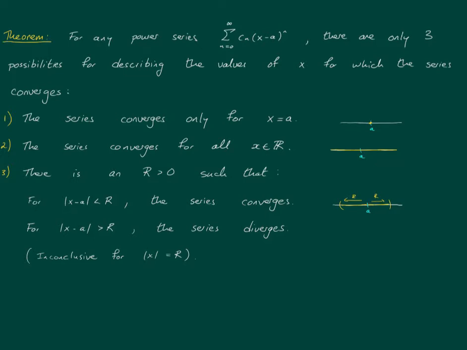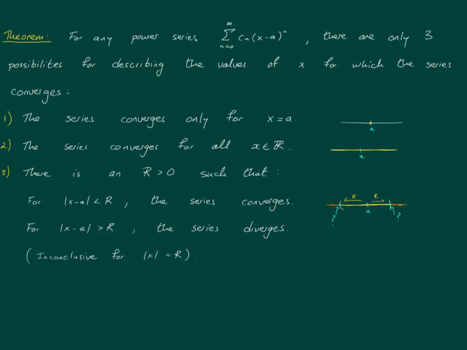Then we know that we converge inside this bracket. And we don't know what's happening at the edge case. So when you're exactly R away from a, we're not sure. You have to check those cases individually. But if you're outside there, this orange means that we diverge. Okay, so I'll fill in those two boundary points. The blue dots we don't know, but for the yellow inside this open interval, we know we converge. If we're outside this interval, we know we diverge. And on the boundary cases, again, we have to check them individually. So this summarizes the three possibilities for describing the values of x for which the series converges.